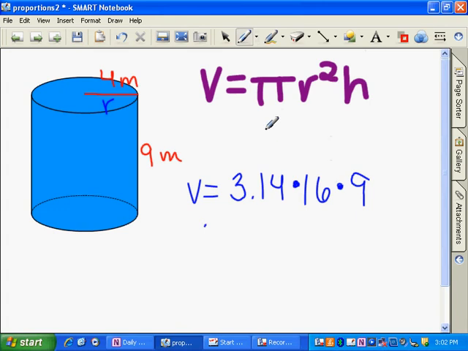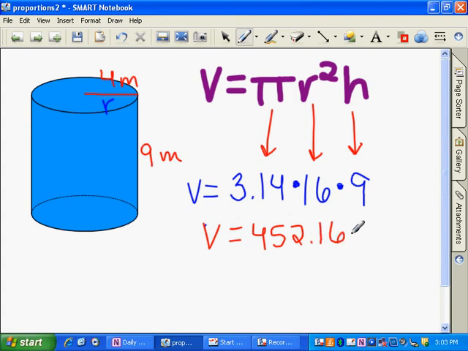So again, you can see pi r squared h. So I'm going to have to use a calculator on this one, sorry. And you get 452.16, and it's cubic meters. Okay?